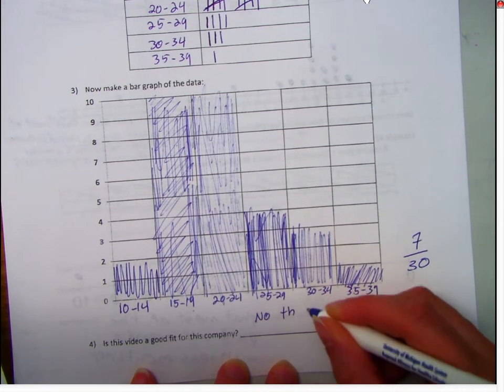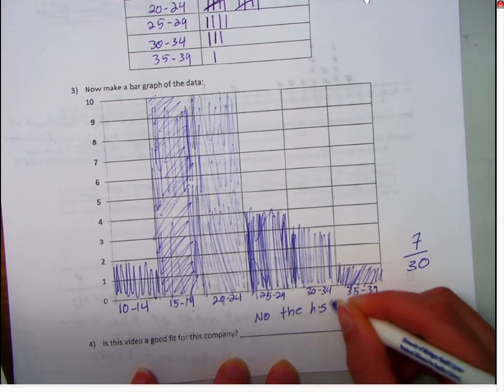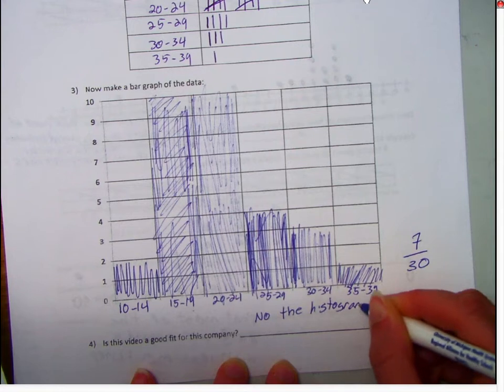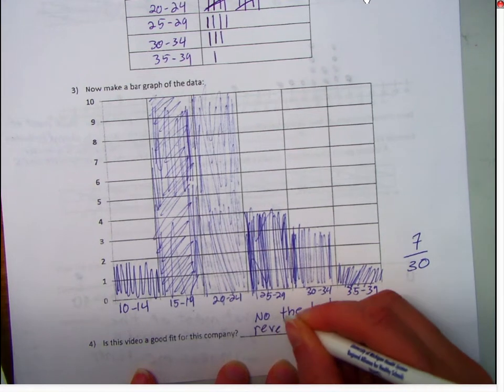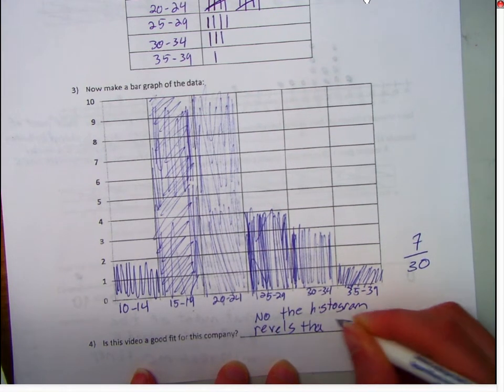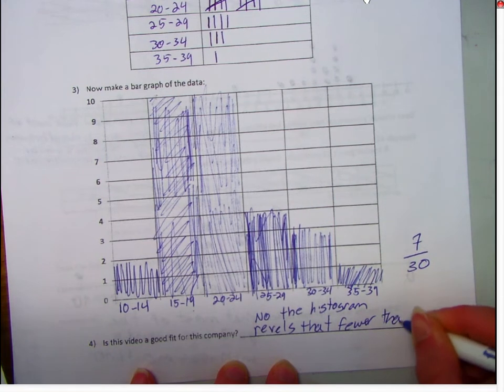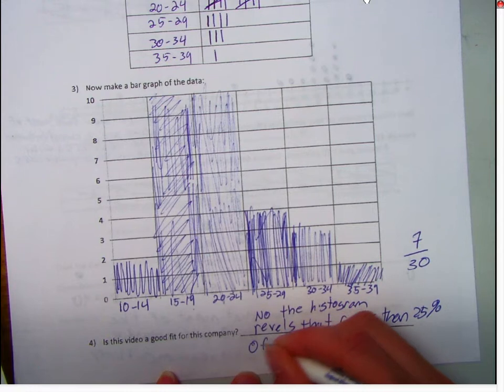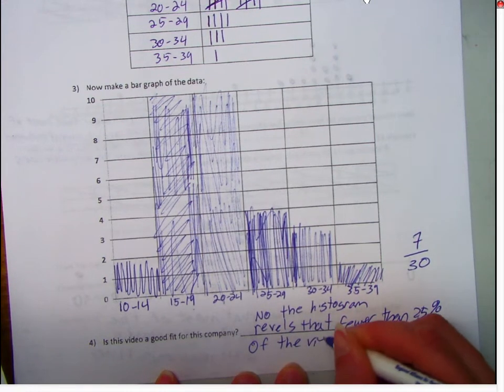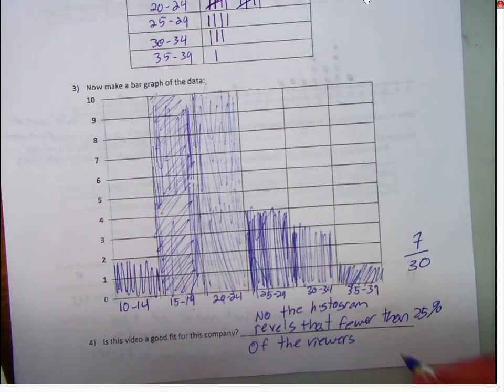The histogram reveals that fewer than 25% of the viewers are between 25 and 35.